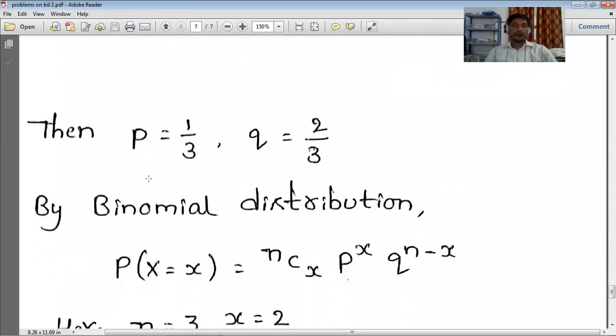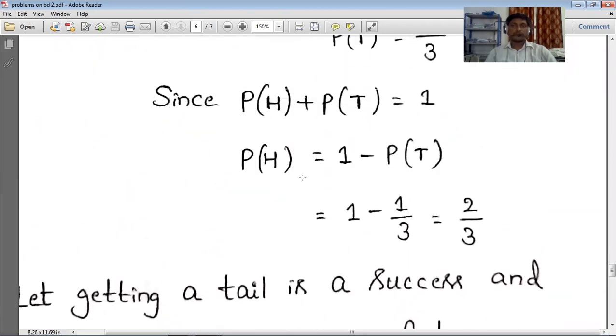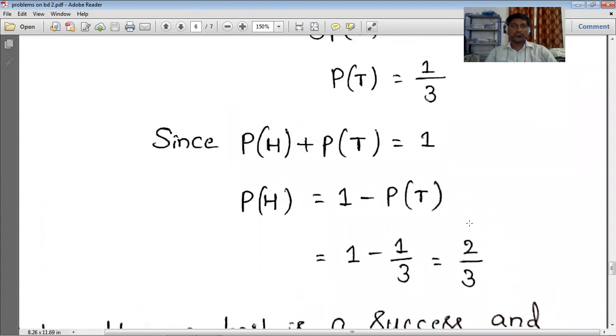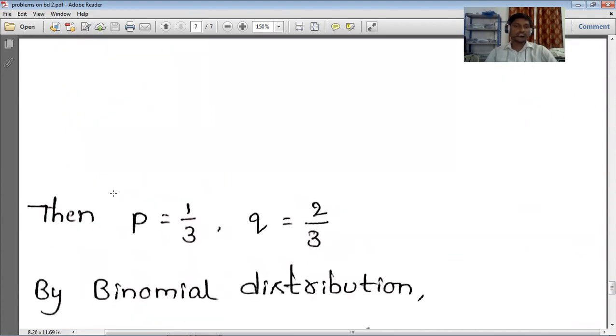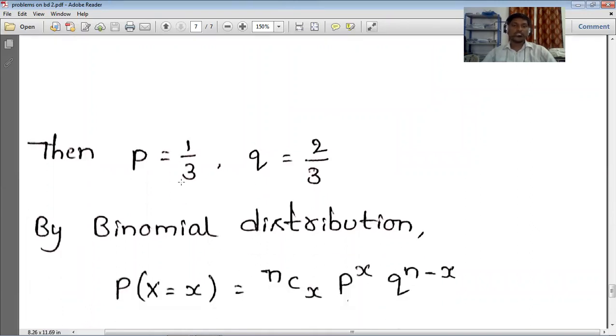Now next we apply this. We already know that P is equal to 1 by 3 and Q is equal to 2 by 3. It means P of H is equal to 2 by 3 and P of T is equal to 1 by 3, so in place of that we simply write P and Q. Tail we choose as success, that's why P of T equal to 1 by 3 is the success and P of H is the failure. So P is equal to 1 by 3 and Q is equal to 2 by 3.